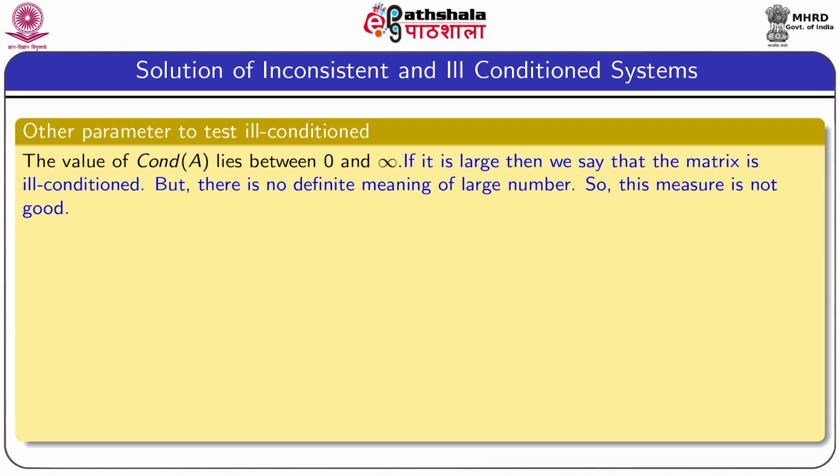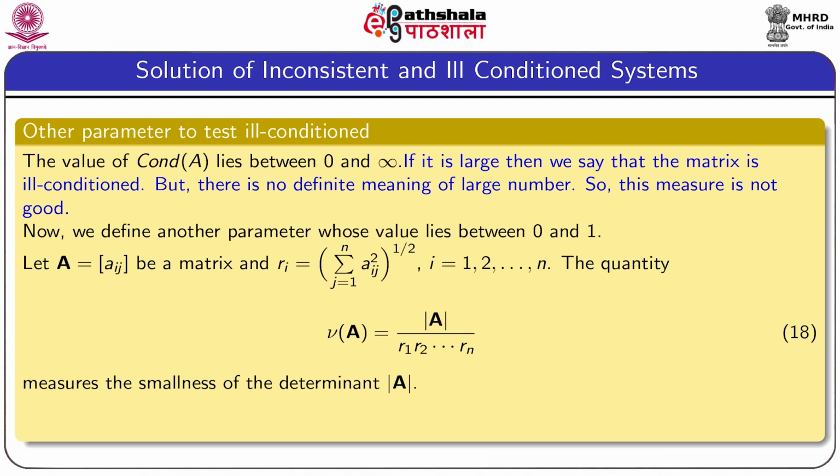The value of cond A lies between 0 and infinity. If it is large, then we say that the matrix is ill-conditioned, but there is no definite meaning of a large number, so this measure is not suitable to identify whether a matrix is ill-conditioned or not. Now we define another parameter whose value lies between 0 and 1.